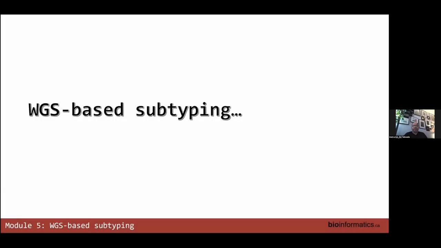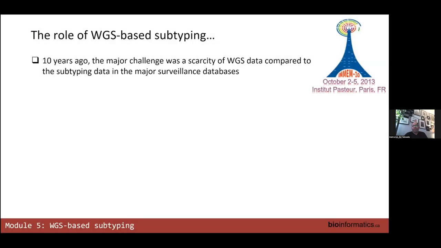Now, in terms of WGS-based subtyping, in the 90s and the aughts a lot of these methods were being developed. We had sequencing, but it was cumbersome at the time. Then came the emergence of high-throughput, next-generation sequencing, and that set the table for WGS-based subtyping. I distinctly recall being at a conference in France 10 years ago, one of the really good molecular epi type conferences, where the discussion was about the fact that genome sequencing was coming, but we still didn't have a ton of data. In the meantime, you had databases of molecular subtyping data, for example PulseNet, with data on thousands of historical and outbreak isolates.